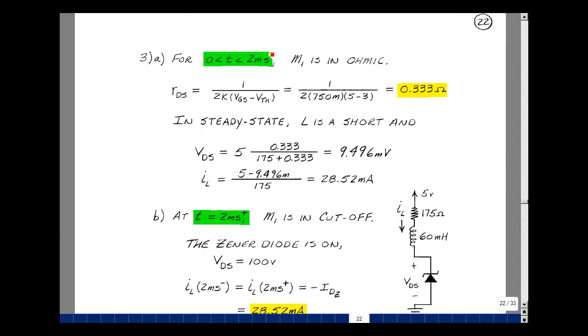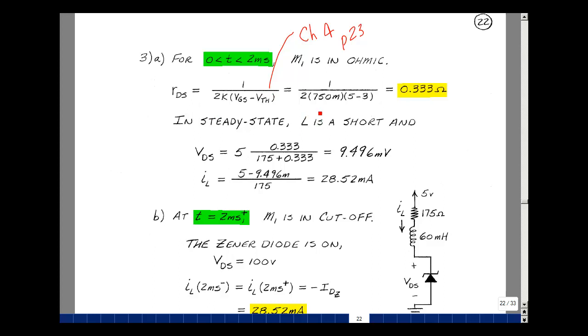When t is between 0 and 2 milliseconds, our input voltage is basically 5 volts, and we've driven M1 into the ohmic region. We have a resistive voltage divider in steady state. Let's calculate the resistance of the drain to source when we're operating in ohmic. Now I'm going to go back to chapter 4, page 23. We had a formula for a JFET where this was the pinch-off voltage. So I replaced the pinch-off voltage by the threshold voltage, because the equations are basically the same.